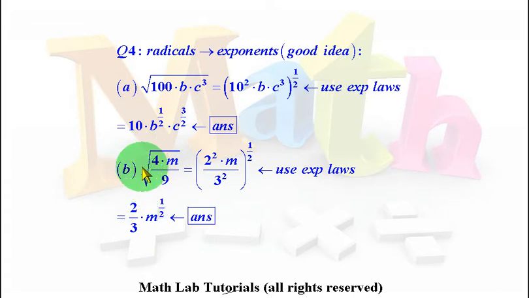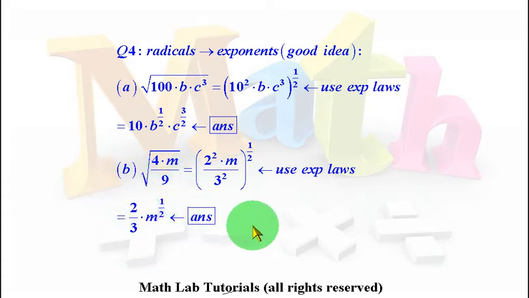Over here we have the square root of 4m over 9. That easily converts to 4m over 9 all to the power 1/2. And of course, I took the liberty to write 4 as 2 squared and 9 as 3 squared, because now I want to use exponent laws to simplify this a little bit. In the next line, we get 2 to the power 2 times 1/2, which is just 2 to the power 1. And we get 3 to the power 2 times 1/2, which is 3 on the bottom. And then we're left with m to the power 1/2. So that would be the final answer.